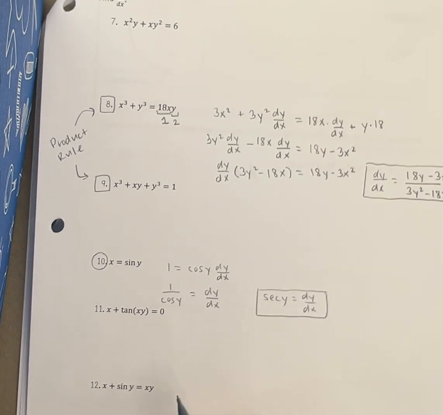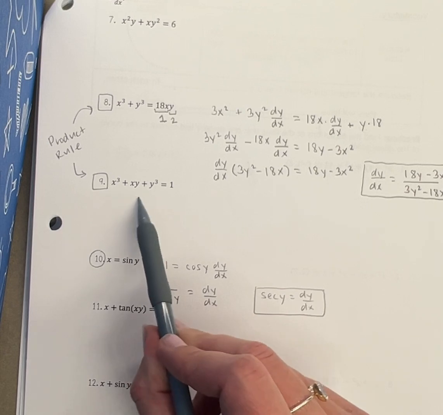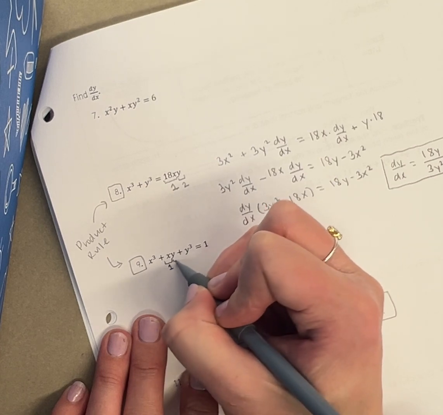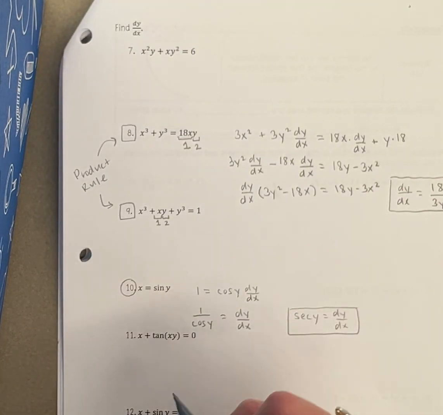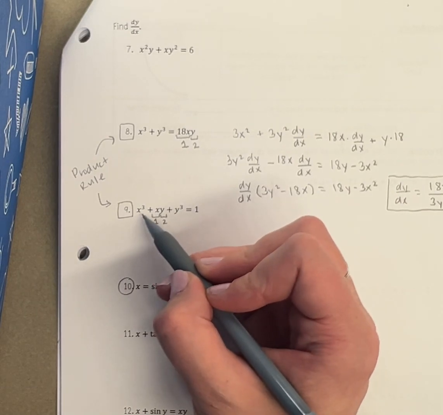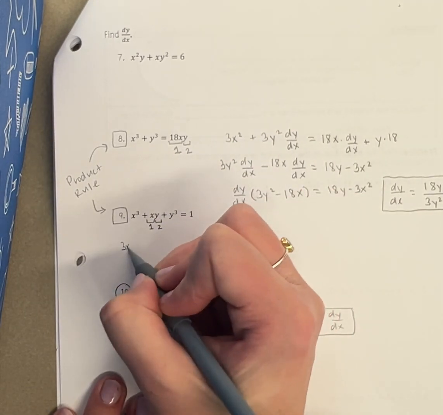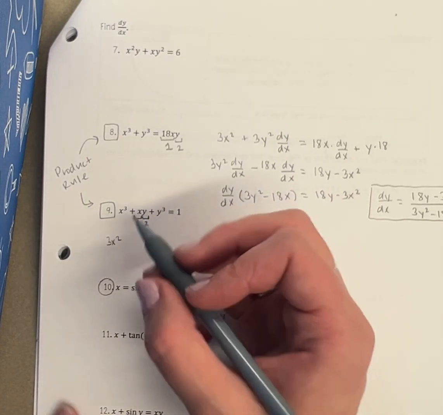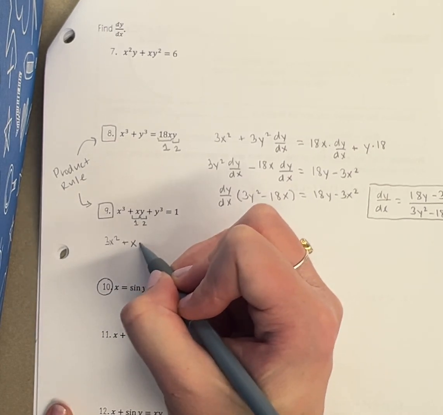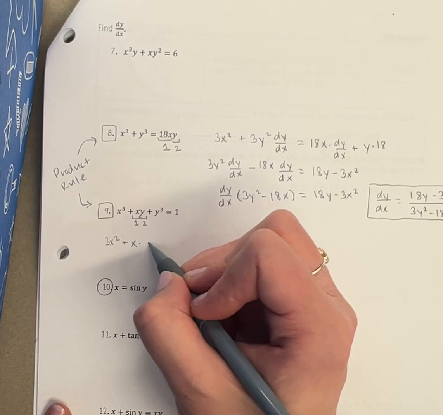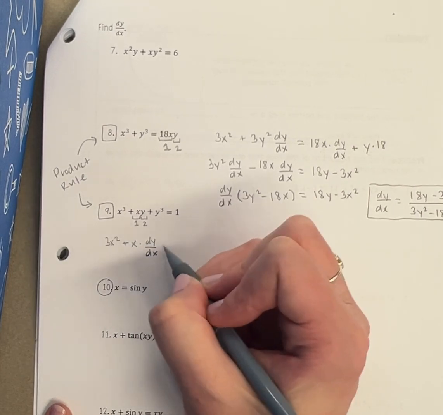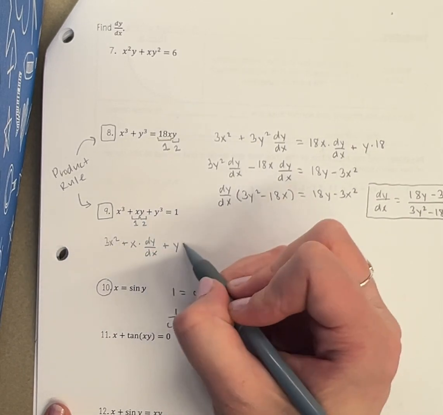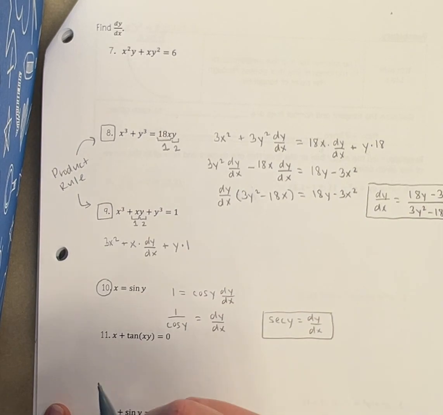Let's try one more with product rule, number 9. So I've got the product rule right here. So this is going to be my function 1, and this is going to be my function 2 when I get there. First I'll do the derivative of x cubed, so that's 3x squared. And then I'm going to do 1 d2, so 1 is x, d2 is the derivative of y, which is dy/dx, plus 2, which is just y, and then the derivative of function 1, the derivative of x, is just 1.